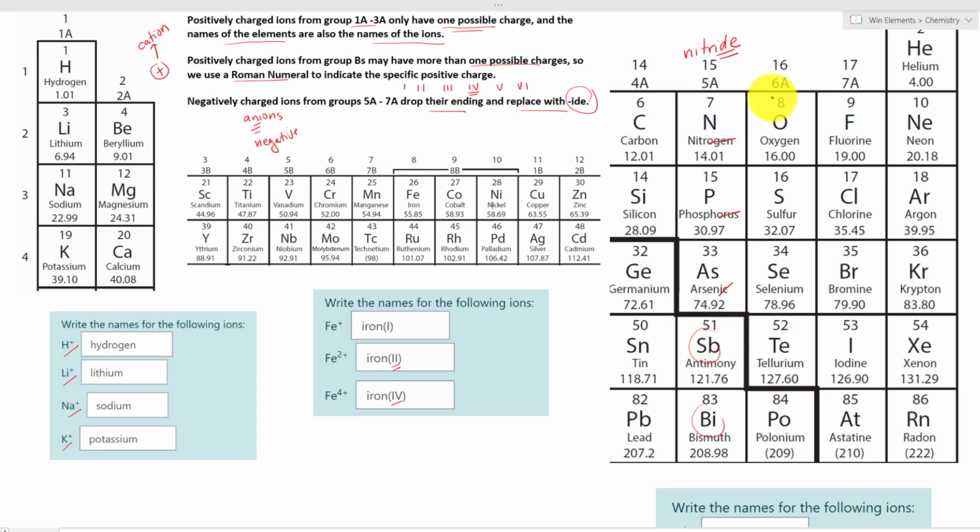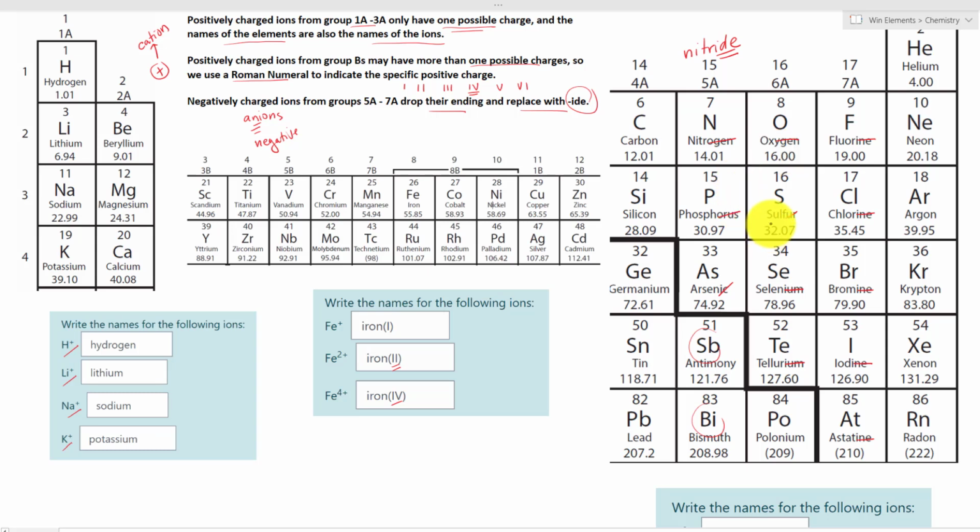And let's continue to group 6A and 7A. 6A, we can cross this out. Sulfur, we can cross that out. And for selenium, we can cross that out. And tellurium, we can cross that out. And for polonium, again, there is an exception. It forms a positively charged ion. Now let's go to group 7A. We can cross out. Notice how they have the same ending. We can cross it all out, okay? And right here, we can cross it all out as well. And again, all you have to do now is replace the ending with IDE.